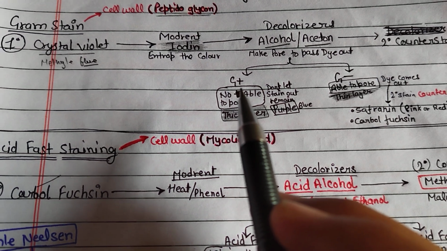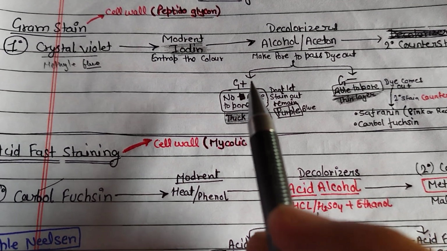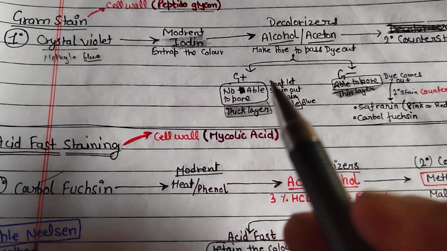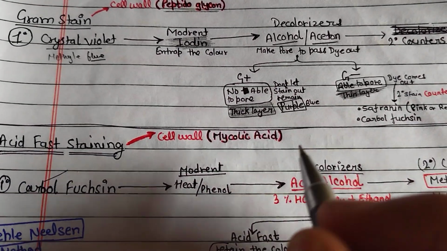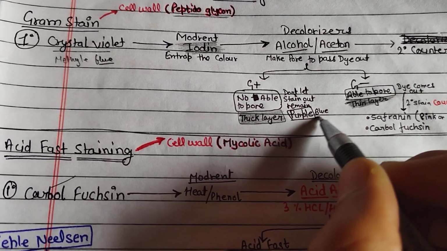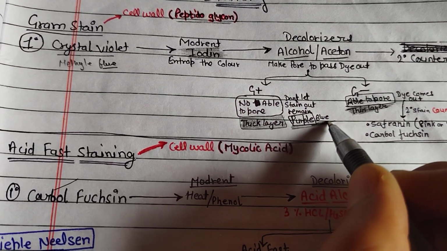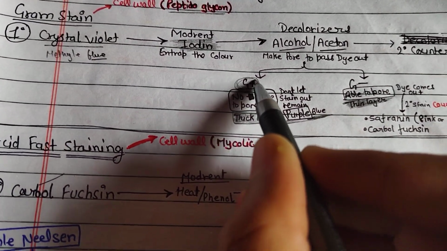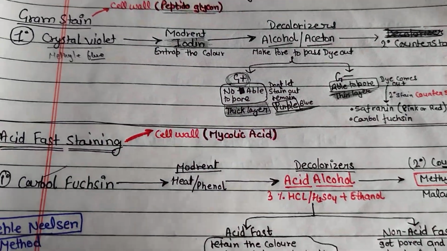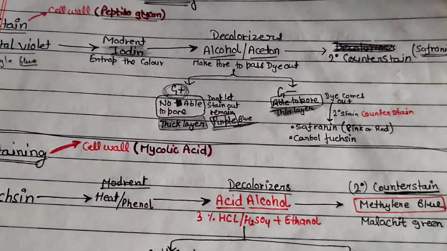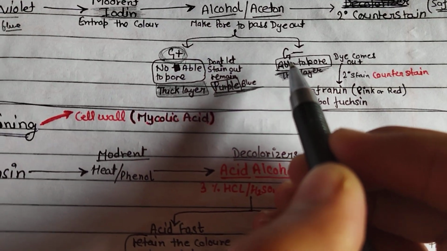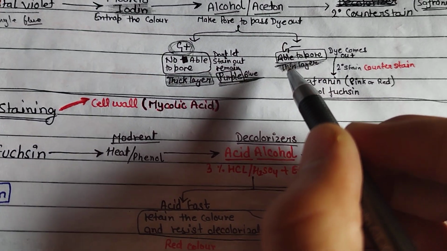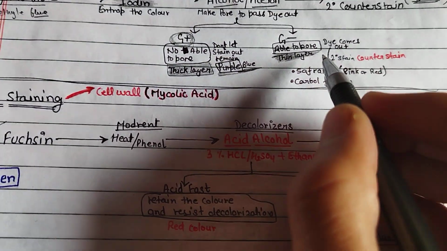in gram positive bacteria there is a thick layer of peptidoglycan, so acetone and alcohol are unable to pass through it and the dye remains inside it, and it will cause a purple or blue color, which is the color of the primary dye, right? That means it is gram positive bacteria if it does not release the dye out. Okay. Then there is gram negative bacteria, which has a thin layer, right? And acetone and alcohol are able to pass through it and the dye will come out.